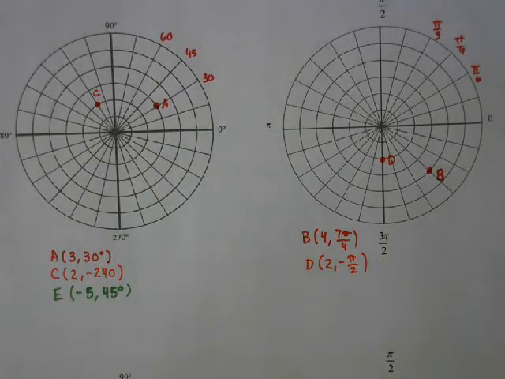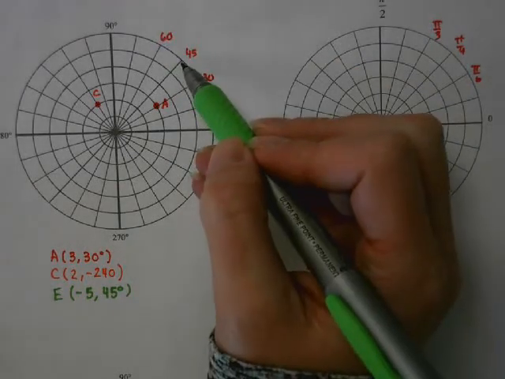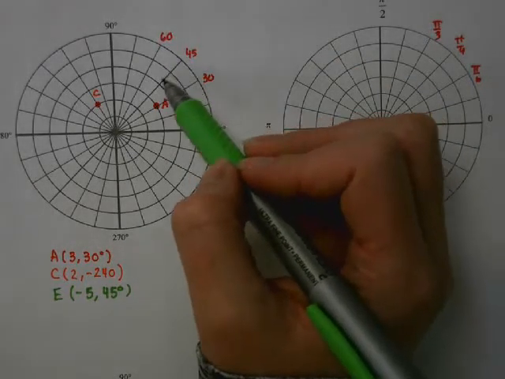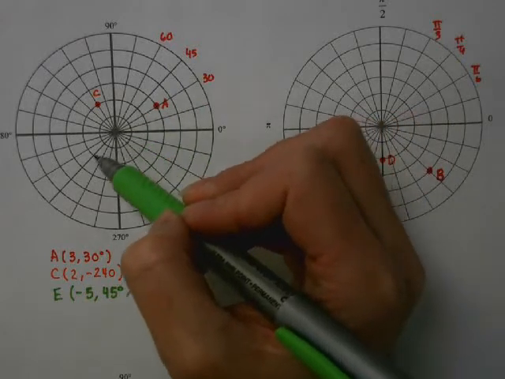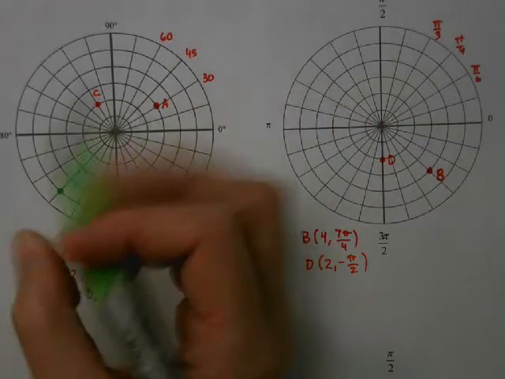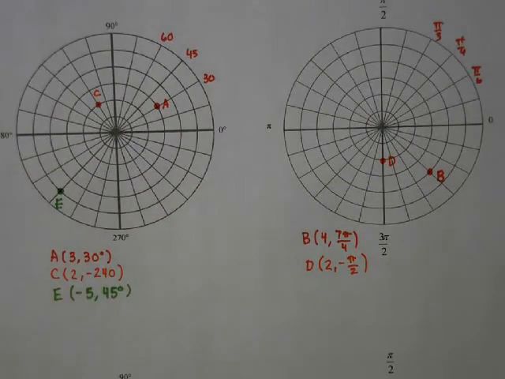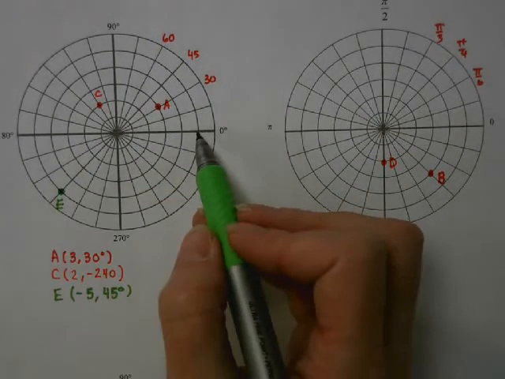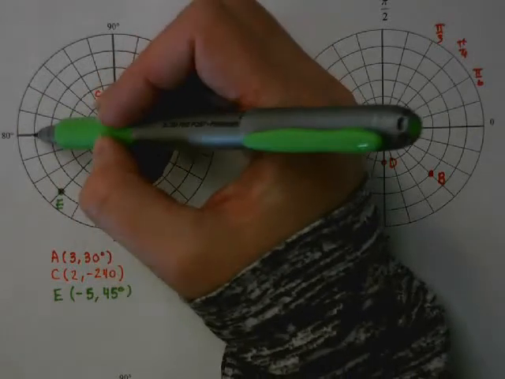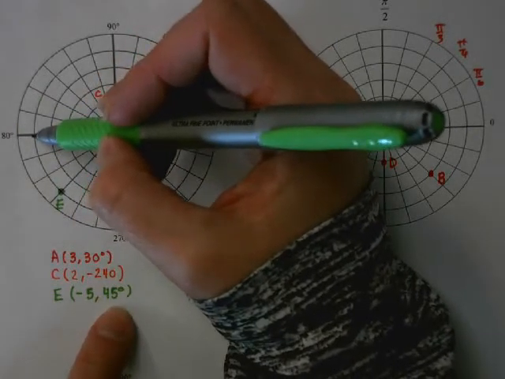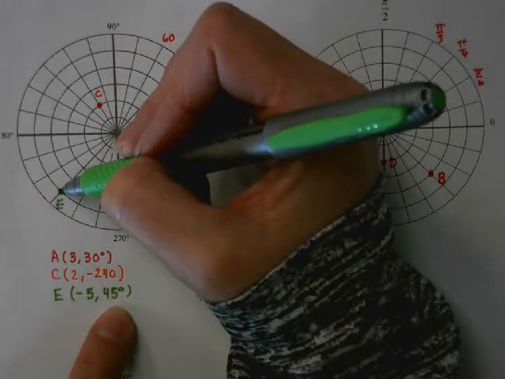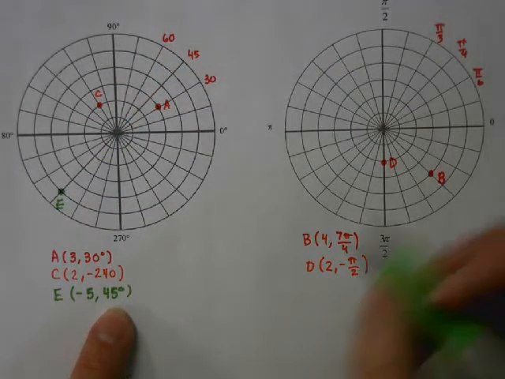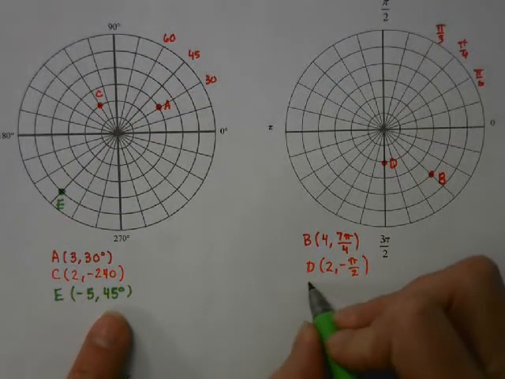Okay, we have a negative r value this time. So (-5, 45°). Again, there's two ways to think about this. You can go to the 45, and then rather than going to positive 5, you go backwards to negative 5. Or you can treat this like a number line and say if this is 5, that would make this -5, and then proceed going counterclockwise 45 degrees from that. So let's do another one of these.